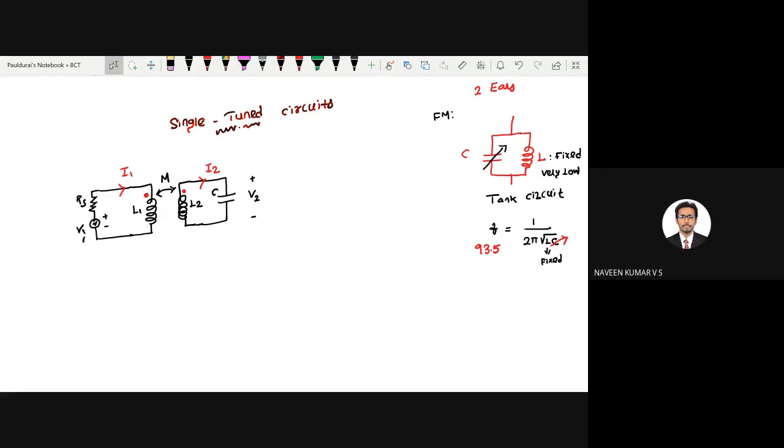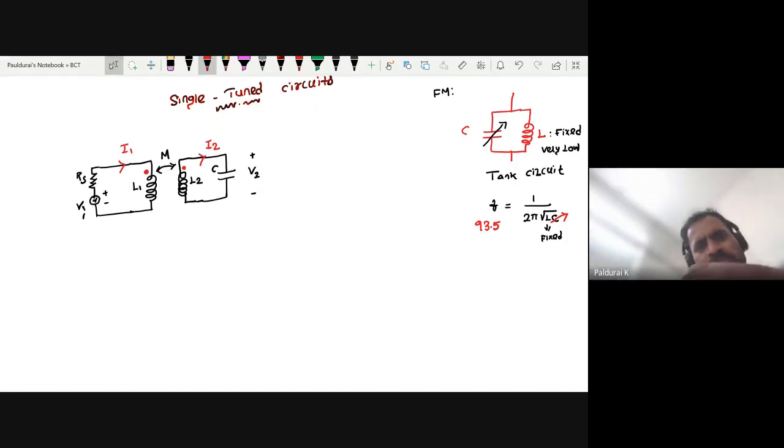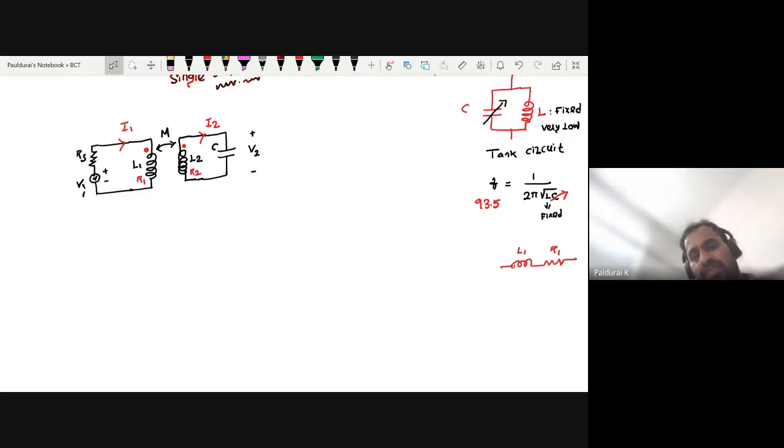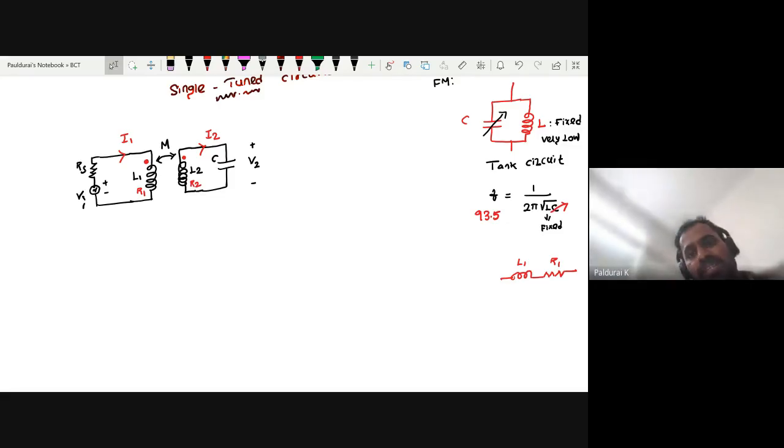Understood, sir. Okay. But take any inductor, it may also have some internal resistance, right? So take this as some L1, and this as some R1, the internal resistance of the inductor. Here it is R2, the internal resistance of L2. It is connected in series with the inductor. Every system has its own internal resistance, right? So I want to consider the internal resistance R1, R2.